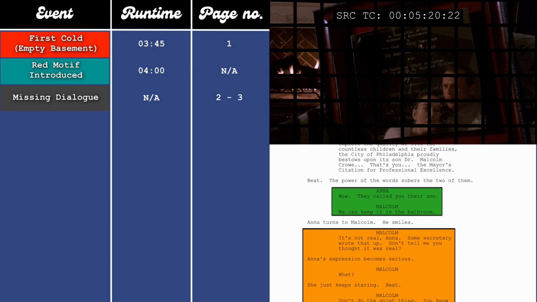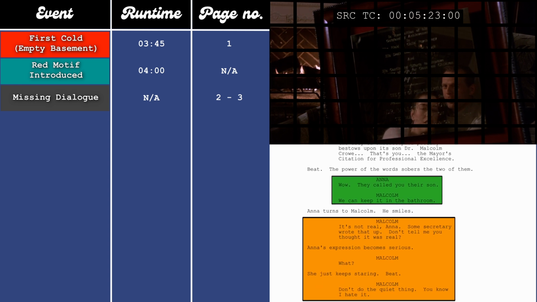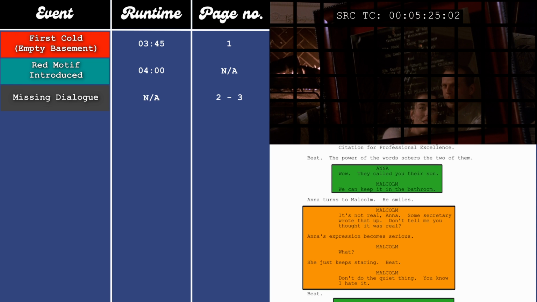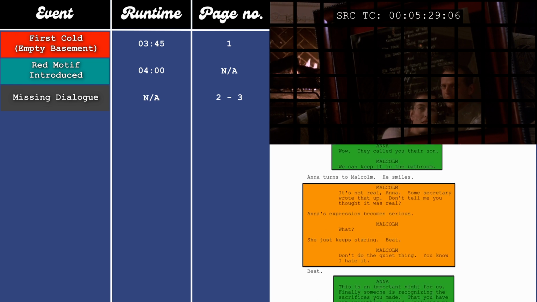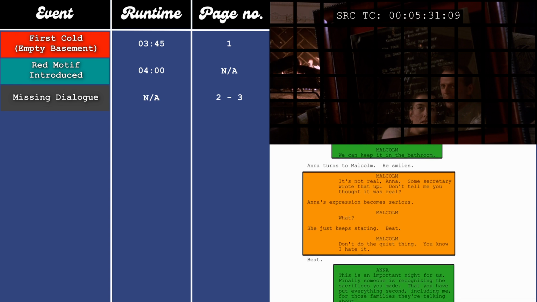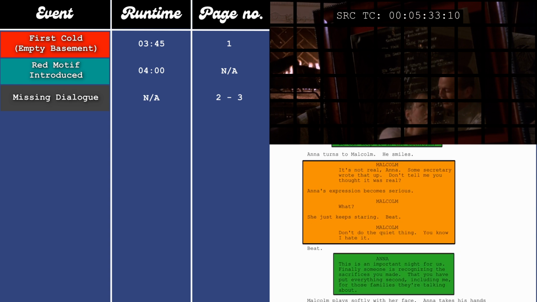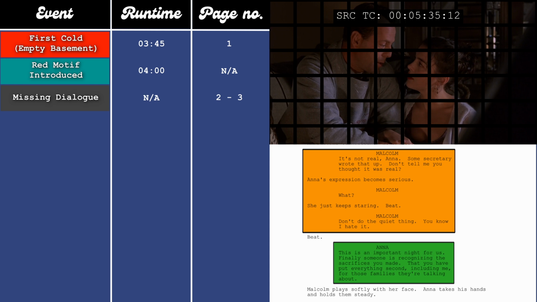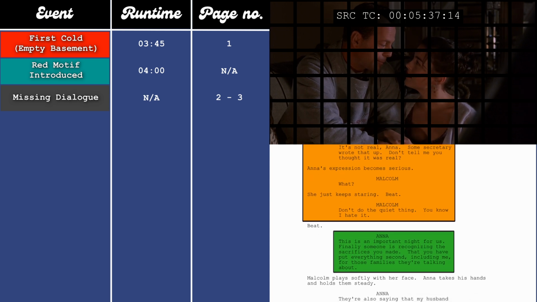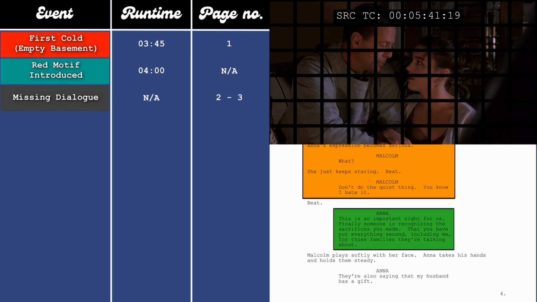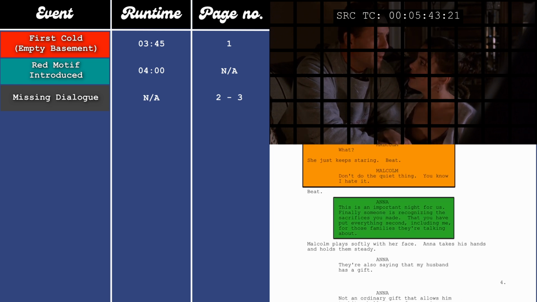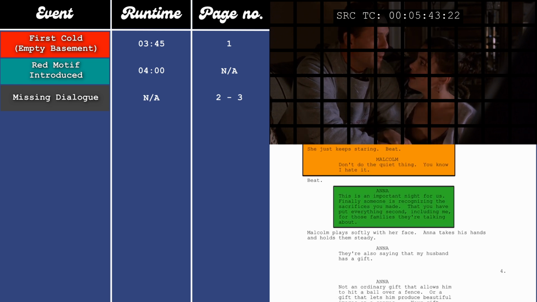In the script, it reads, "Anna, wow, they called you their son. Malcolm, we can keep it in the bathroom." Anna turns to Malcolm. He smiles. "Malcolm, it's not real, Anna. Some secretary wrote that up. Don't tell me you thought it was real." Anna's expression becomes serious. "Malcolm, what?" She just keeps staring. "Malcolm, don't do the quiet thing. You know I hate that." "Anna, this is an important night for us. Finally someone is recognising the sacrifices you made."